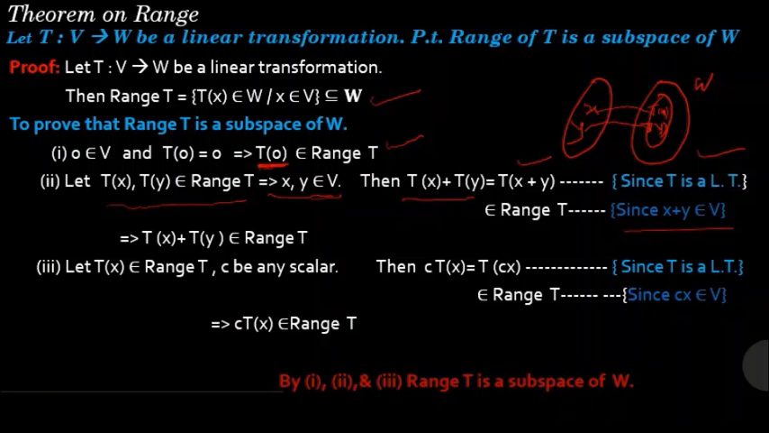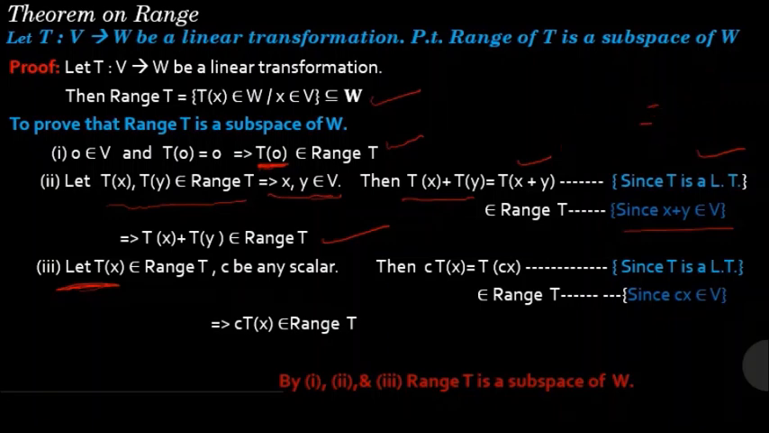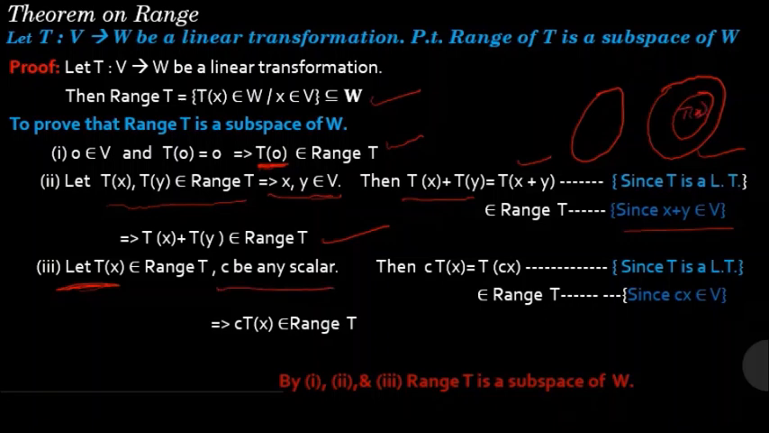Now let us look at the third point. Take one element from the range. Let T of X belong to the range of T. In the same way, this is the domain and this is the codomain. This is the range. I will take here T of X and let C be any scalar. Then what is C into T of X? Now this W is a vector space. By the linear transformation formula, C into T of X is T of Cx, since T is a linear transformation.